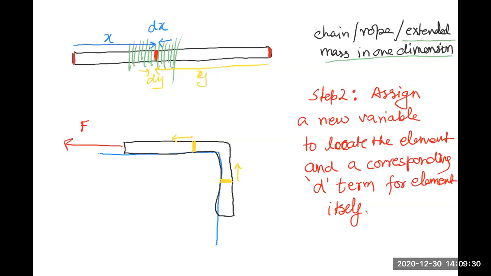Okay, that is what you need to do here. Once you have chosen the element, once you have assigned a new variable for the element and you have assigned the d term for the element, then the only thing that you can see now is the element. You forget about the rest of the object. The only thing, just like Arjun, only see the element.